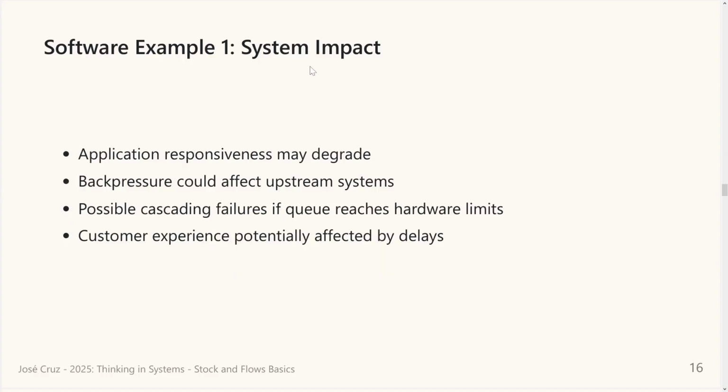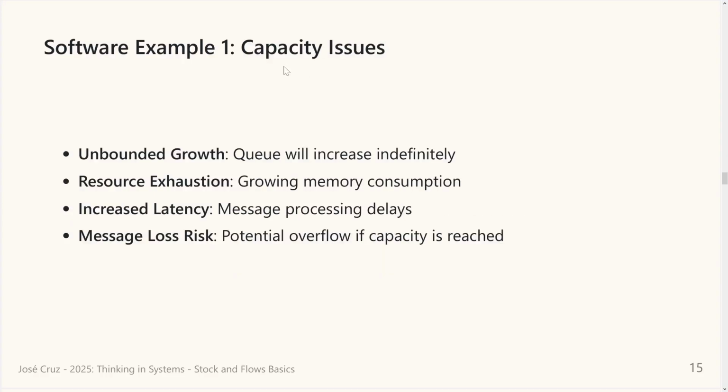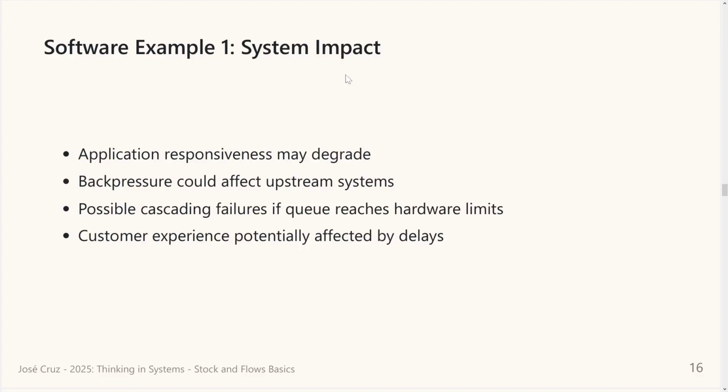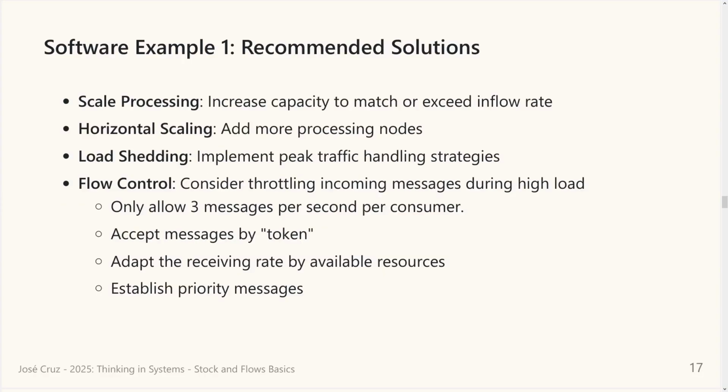So for the system, this is just the capacity. We are talking about the stock somehow. Now, at the system level, meaning when you look at the system, the application responsiveness may degrade. Of course, it's easy to understand. Back pressure could affect upstream streams, meaning that if our customers that are sending us messages also receive messages from other systems, our customers will start to have problems, and then this problem will cascade to their sources. That will be an issue that sometimes we don't think about, but it can happen, and it can even affect the business. So there are possible cascading failures if you reach hardware limits. And the customer experience, if there is a website or something, is potentially affected by delays or even problems.